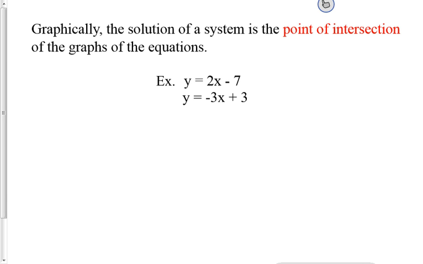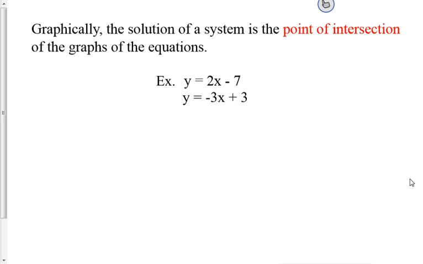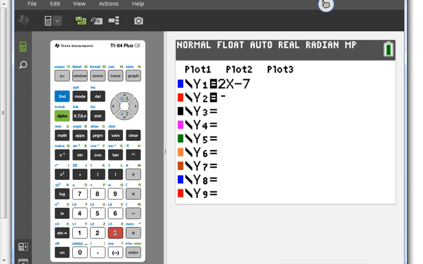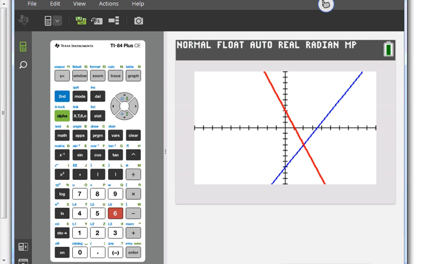So in our example here, we have a system of equations, y equals 2x minus 7 and y equals negative 3x plus 3. Now what we're going to do is enter these two equations into y1 and y2 on our calculator, graph it, and find where they intersect. So let's do that. So I've entered them into y1 and y2. I'm going to use my standard window, zoom 6, and there's my graph of my two lines.